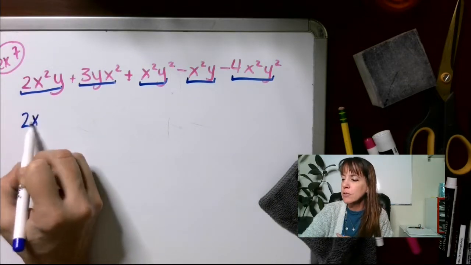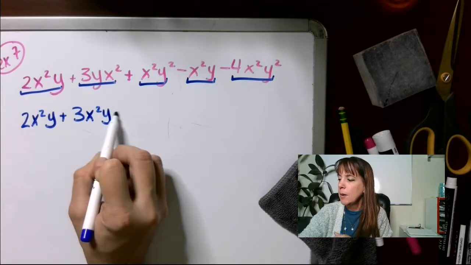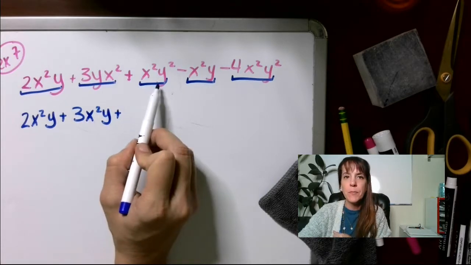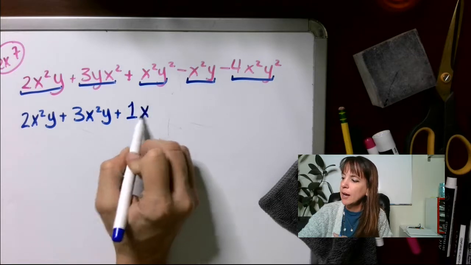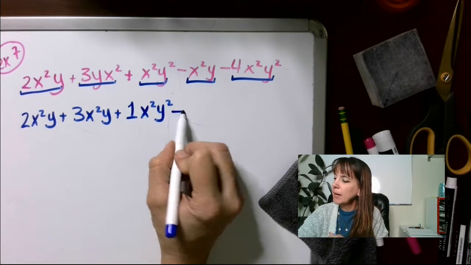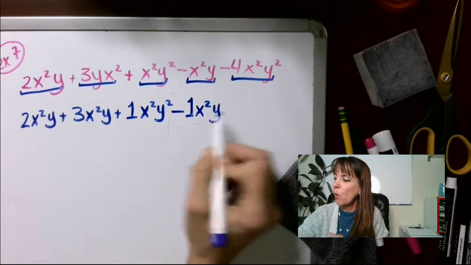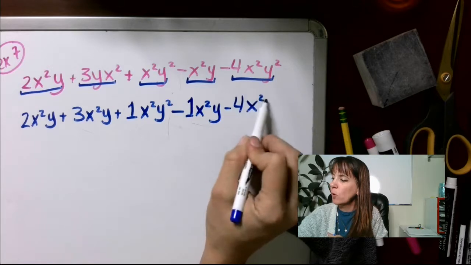So 2x squared y plus 3x squared y plus, is there a number here? No, so we're going to throw in a 1. 1x squared y squared, minus, no number here, so we're going to throw in a 1. x squared y, minus 4x squared y squared.